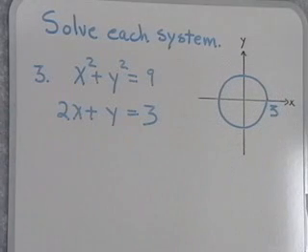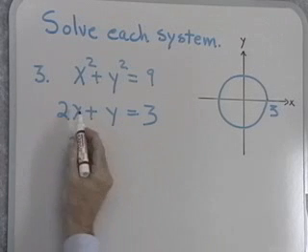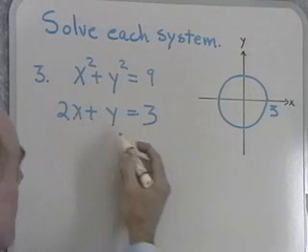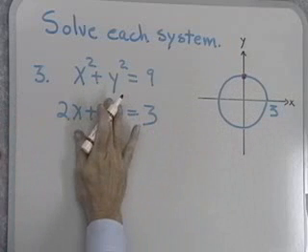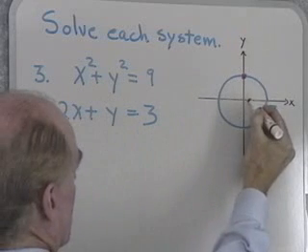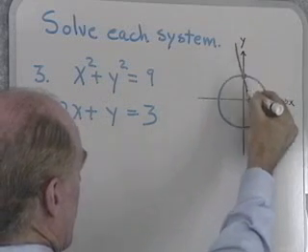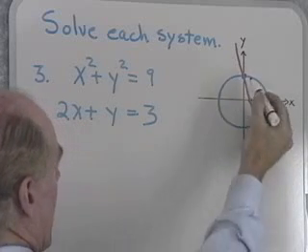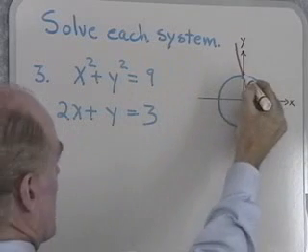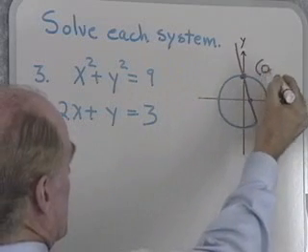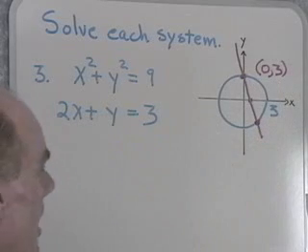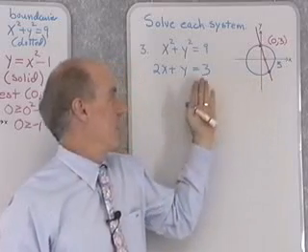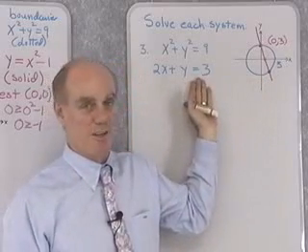My second equation, 2x plus y equals 3, that's the equation of a straight line. When x is equal to 0, y is equal to 3. So I get this point. When y is equal to 0, x is equal to 3 halves. That's going to be somewhere around here. So I get a straight line that looks like this. Well, I should have two solutions to this system. This point right here, which is x equals 0, y equals 3, and then this point right here. So to find the coordinates of this point, I'm going to have to solve this system right here algebraically. So let's do that.